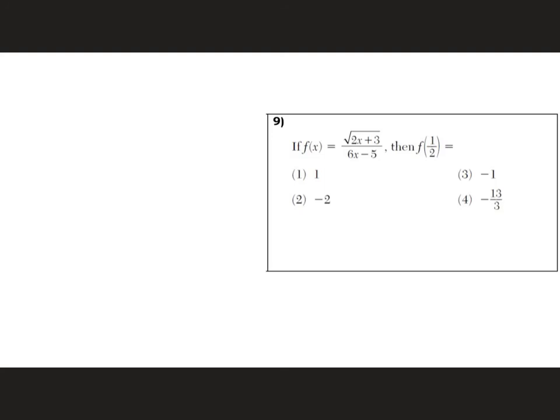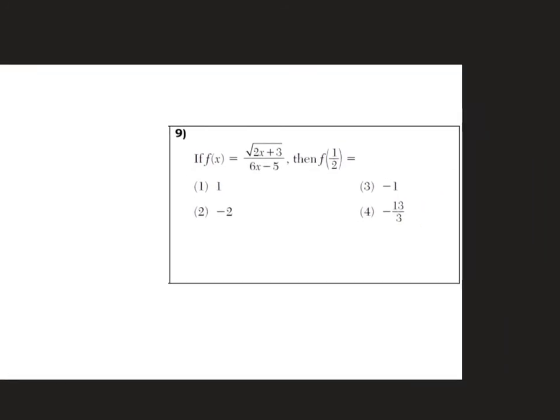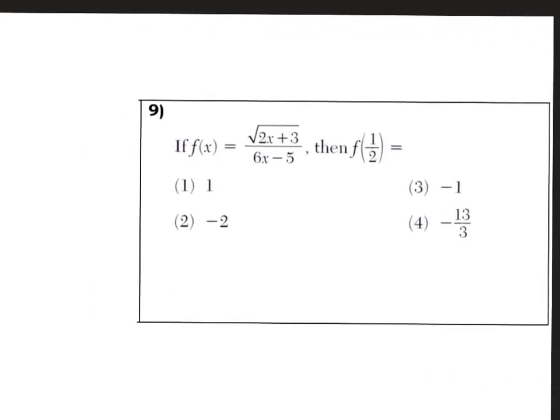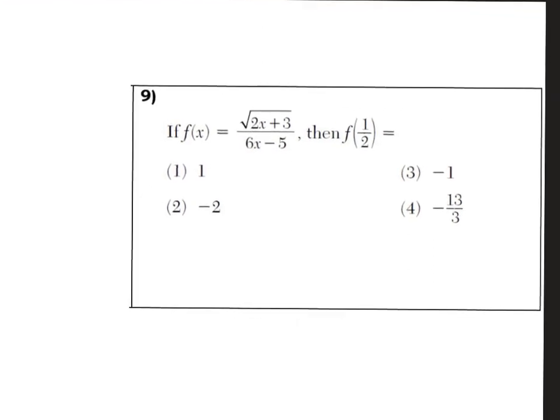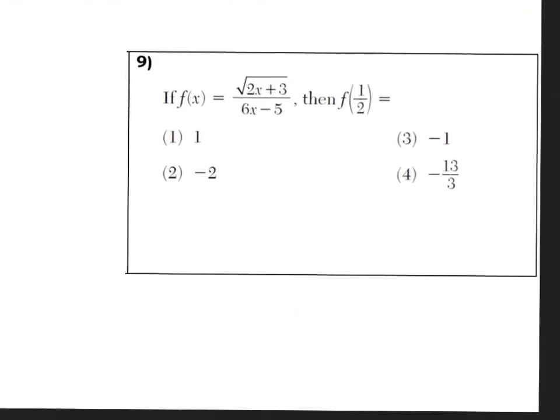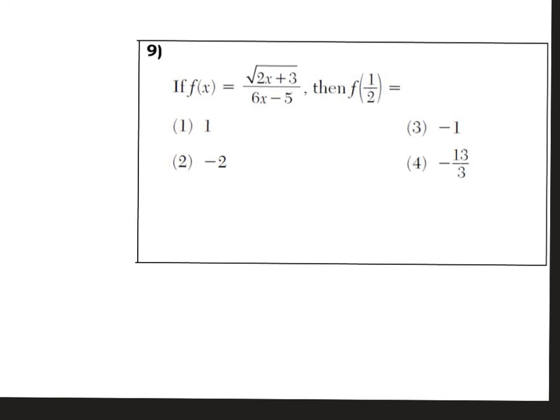Let's try this one out, right? So for this one, it says if f of x equals the square root of 2x plus 3 all over 6x minus 5, then f of 1/2, right? And whenever we see this notation where we have a number inside the parentheses where we would usually have an x, this means to evaluate. So we're going to evaluate this. And remember, evaluate is the same thing as substitution.